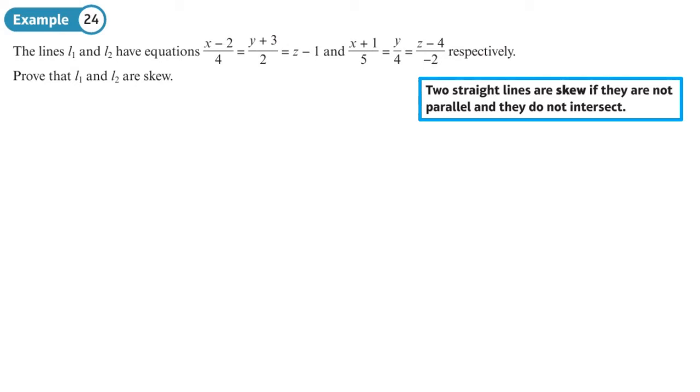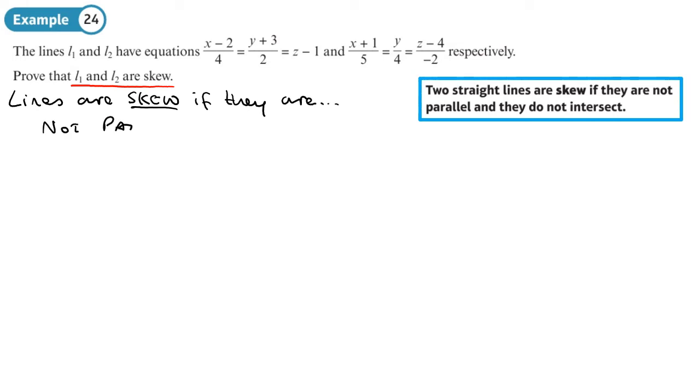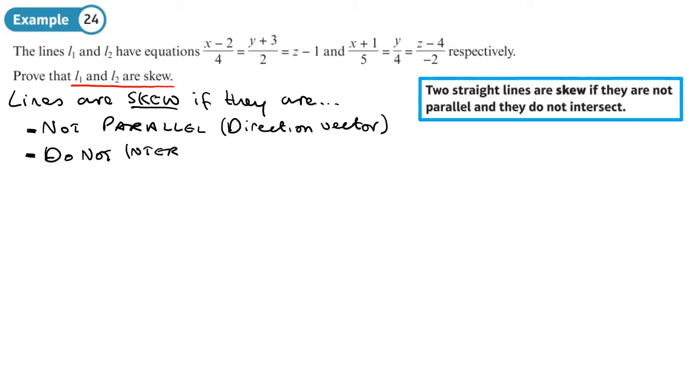Okay, the lines L1 and L2 have those equations respectively. Prove that L1 and L2 are skew. Now, lines are skew if they are, so they need to have two features, not parallel. So they don't have the same or multiple direction vector, so we need to be looking at the direction vector to determine that, and they do not intersect. So we need to show two things.